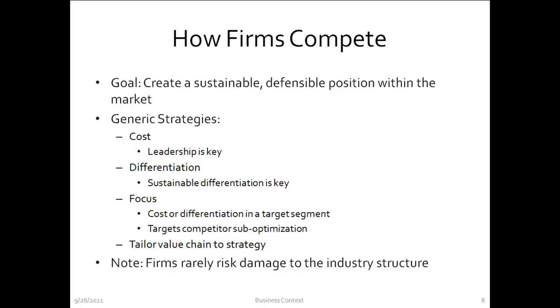So these are three generic strategies, and then ultimately, once a firm has defined a strategy with which to compete, whether it might be cost or differentiation or focus, what a company will do is then tailor its value chain in order to compete in the way it has chosen to compete. So if a company chooses to compete on cost, then it will try to take all the cost out of its value chain.